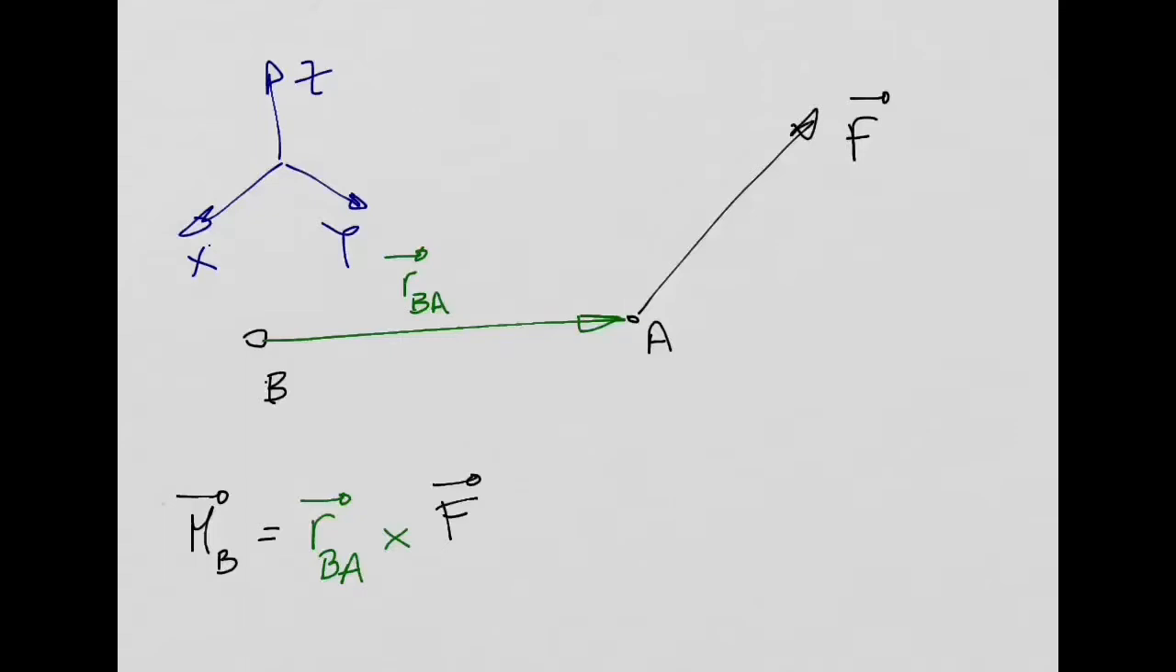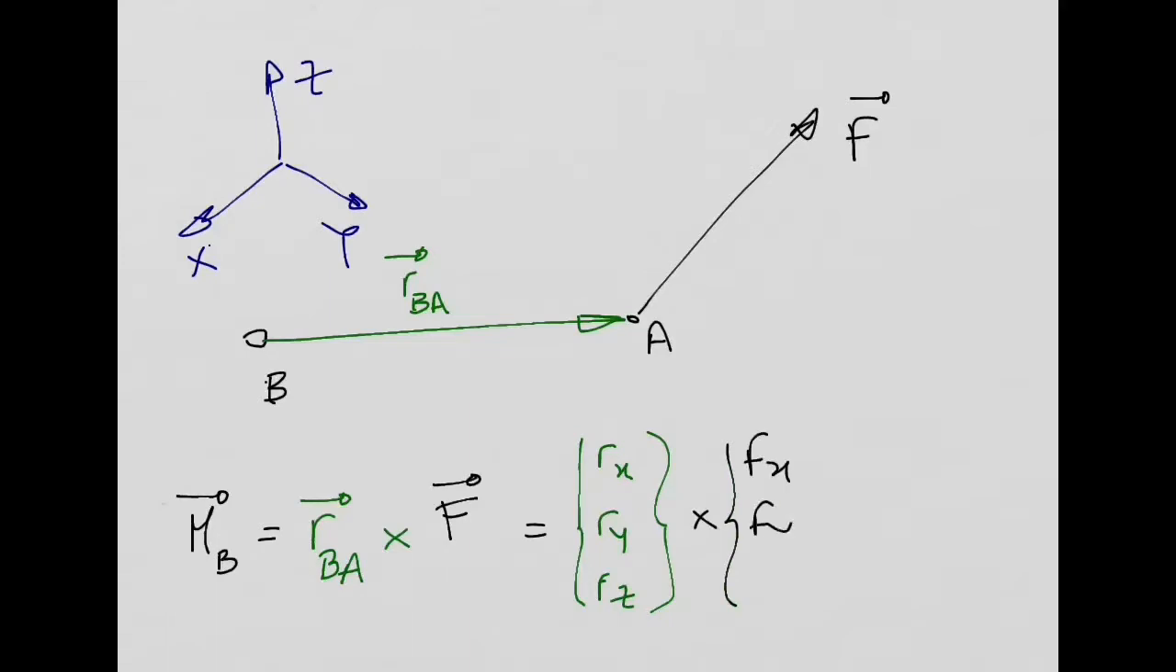And this can be easily done by writing now the vectors. I can say that my position vector will have a component in the x direction, a component in the y direction, a component in the z direction, right? And my force vector F, same thing. It is going to be a vector with a component in the x, y, and z directions. Okay? And then the only thing I have to do is the cross product.